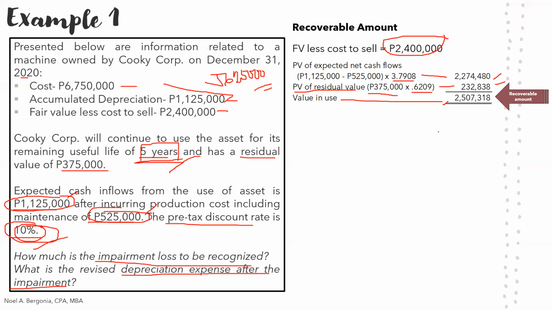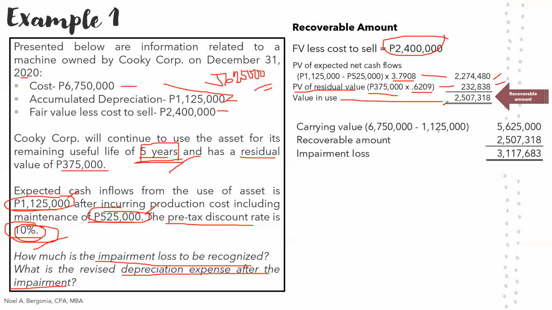So we need to compare the recoverable amount na value in use with our carrying value. So na-mention kanina that the carrying value was 5,625,000. Then comparing it with the recoverable amount na mas mababa, thus our impairment loss was 3,117,638. Sir, ganyan kalaki yung impairment loss? Yes. Kaya ibig sabihin, ganyan kalaki yung binagsak ng value, no, nung particular machine.